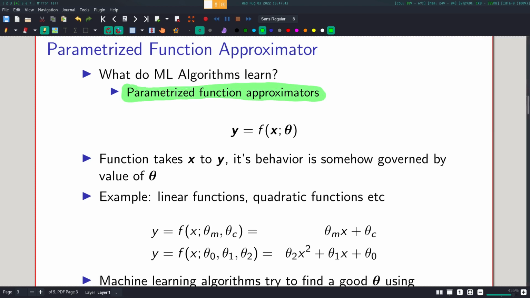Remember that what we want at the end of the day can almost always be expressed as a function, right? For the cat example, your function will somehow take an image and output whether it is a cat or not a cat, right? With machine learning, what we learn is such a function which will take some input and give you some output, but other than that, it also has this special thing called a set of parameters, theta, right? And the idea is that the behavior of the function is somehow dependent on the value of theta.